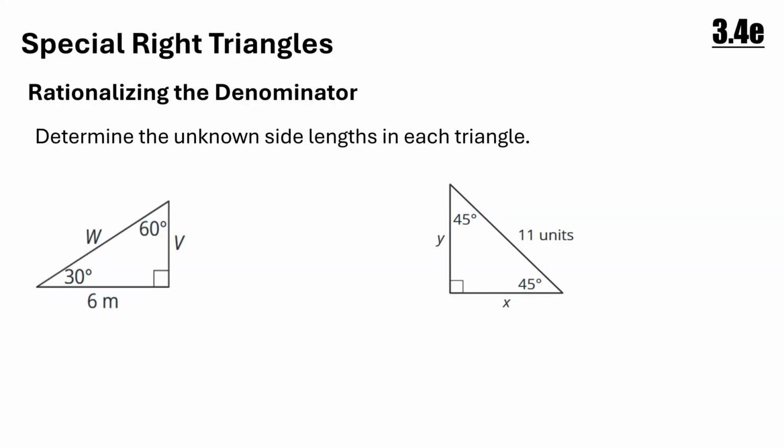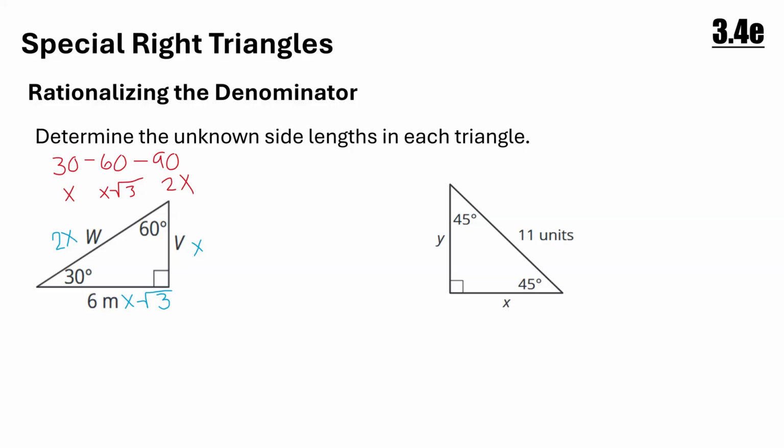The two problems below ask to find the missing sides, but the denominators will have to be rationalized. The left triangle is a 30, 60, 90 right triangle, meaning that the ratios of the legs will be x, x times the square root of 3, and 2x. Side V will be x. Side 6 meters will be x times the square root of 3. Side W will be 2x.